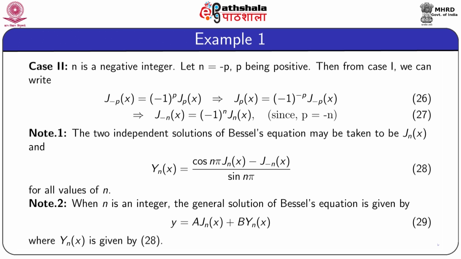Please note, the two independent solutions of Bessel's equation may be taken as J_n(x) and Y_n(x), which is equal to (cos nπ J_n(x) - J_{-n}(x)) divided by sin nπ, for all values of n. And when n is an integer, the general solution of Bessel's equation is given by y equal to A J_n(x) + B Y_n(x), where A and B are arbitrary constants.